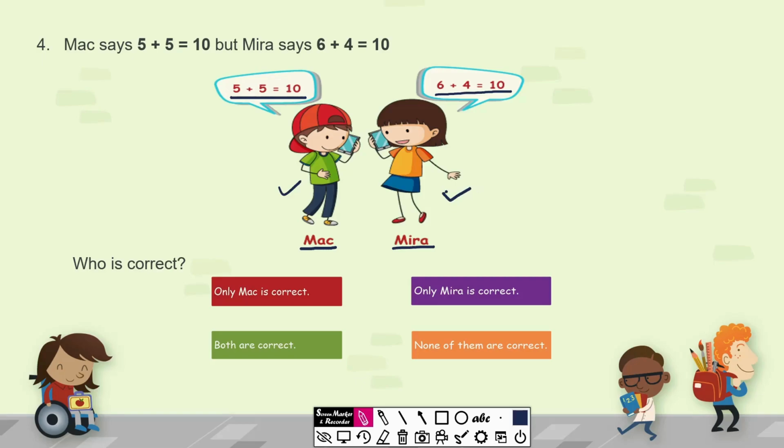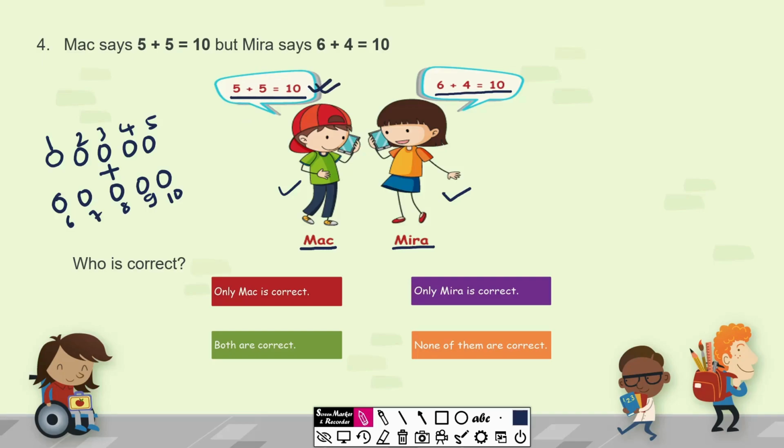Let's do it. 5 plus 5 is equal to 10. Is this correct or not? Calculate. 5, 1, 2, 3, 4, 5 and 5 again, 1, 2, 3, 4, 5. Is this equal to 10? Let's count. 1, 2, 3, 4, 5, 6, 7, 8, 9 and 10. Yes, 5 plus 5 is equal to 10 is correct.